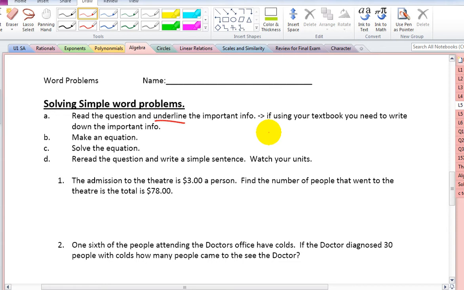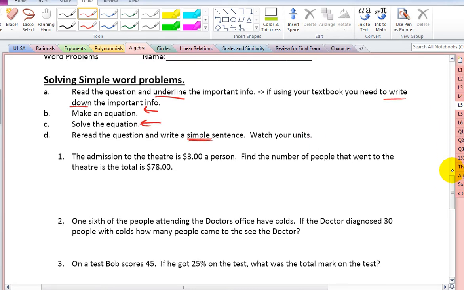When you're doing that in your textbook, just write down the important information, okay? Make an equation, then solve the equation. Now you want to reread it and write a simple sentence, watching your units and making sure you answer the question. So let's practice those 4 keys to word problems. Number 1, read it and underline. Go.